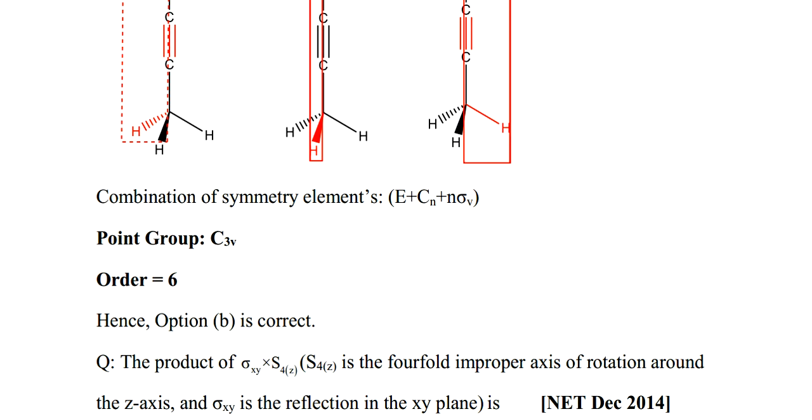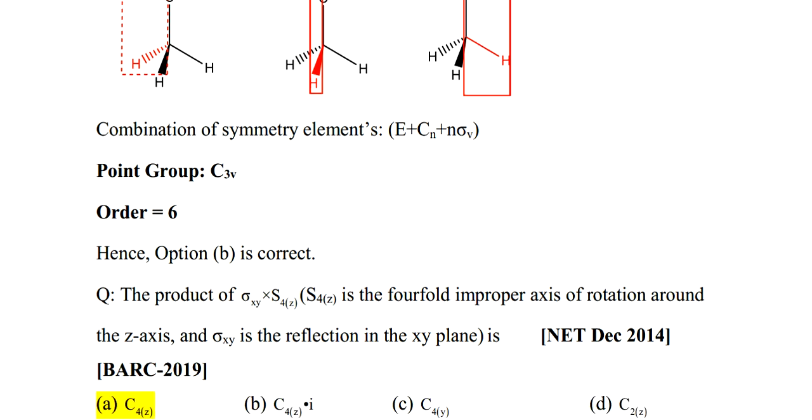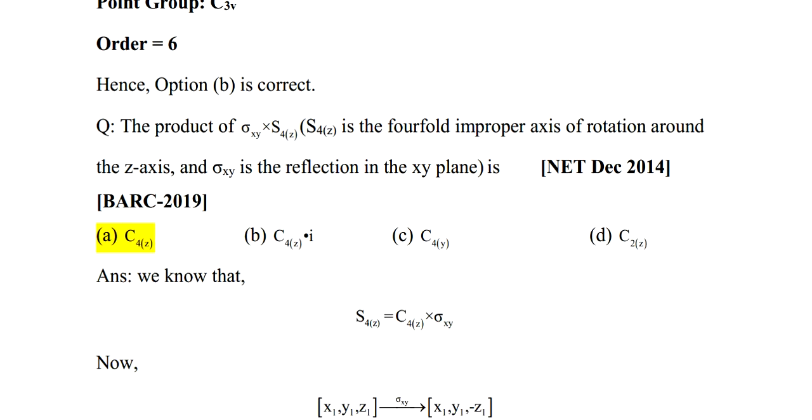What is the order of this point group? 6. You know that the order of a point group is the number of symmetry elements present in the molecule. There are 6 symmetry elements present, so the order of this point group is 6. Hence option B is the correct answer, right? If you have done it, please check it out.